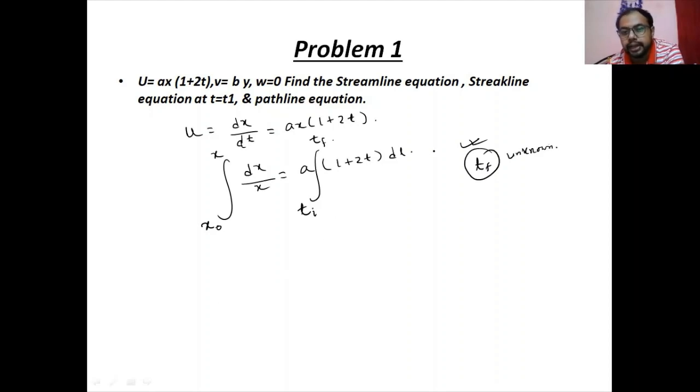So there are two equations. From the second equation you will get the tf value and replace it in the first equation. Same thing is coming. Just here the upper limit you have to replace, while in the Streakline case the lower limit you have to replace, because in the Streakline the prior instant of time is the variable. Here the final time is a variable for the pathline. That is the difference between the two concepts here.